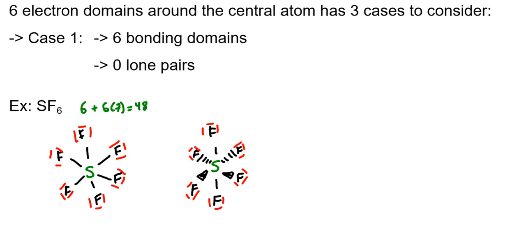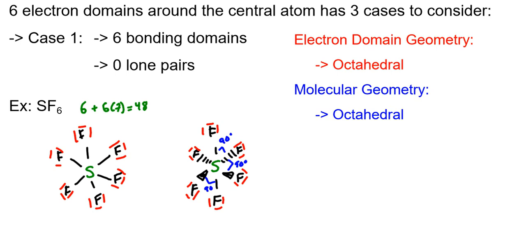Don't forget that we found out too that all the bonds here are all 90 degrees. Even the ones that don't look like they're 90 degrees, they're all 90-degree angles between all of these, and between the ones here as well in that middle square. Also, as we saw from the PhET simulation, the electron domain geometry is octahedral. And of course, because the electron domains are all bonding domains, the molecular geometry matches the electron domain geometry.